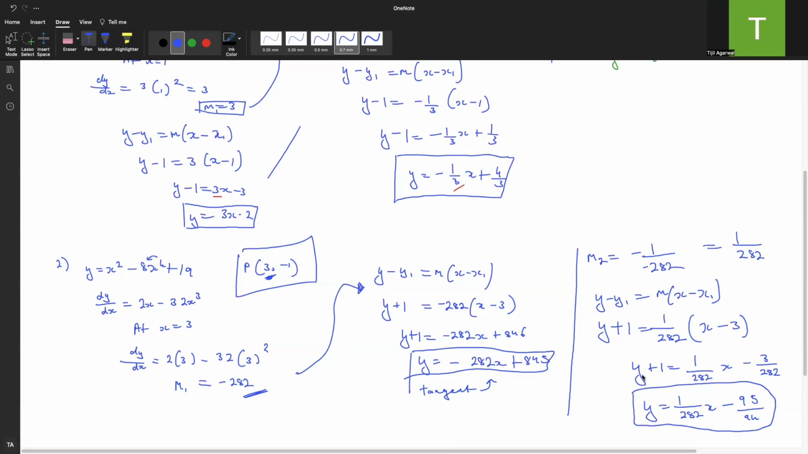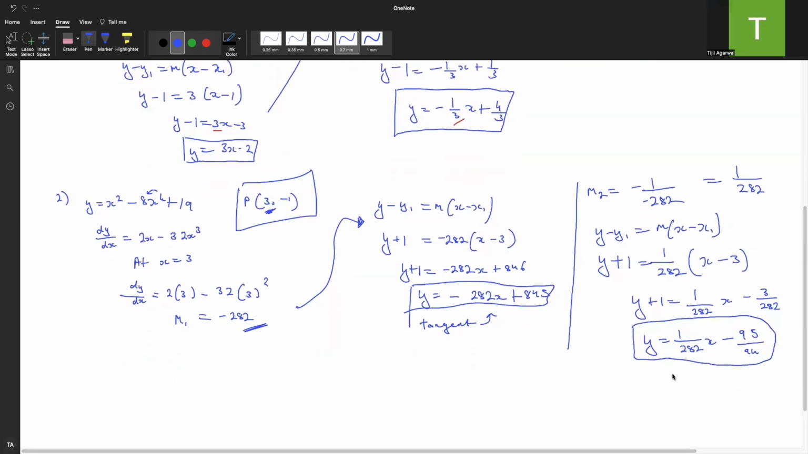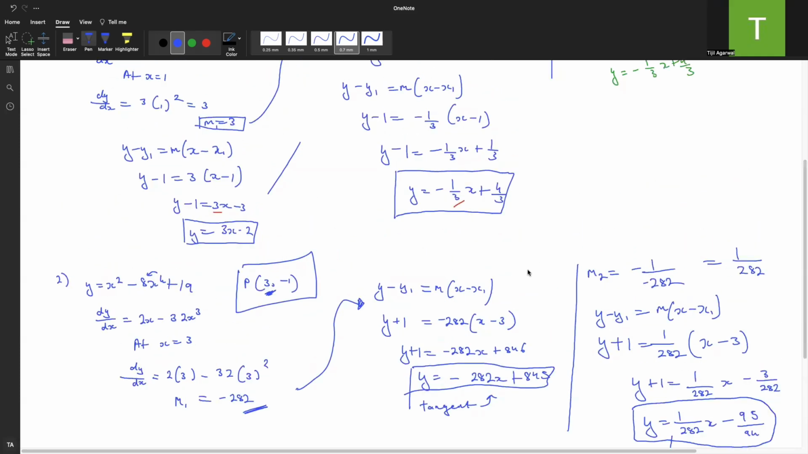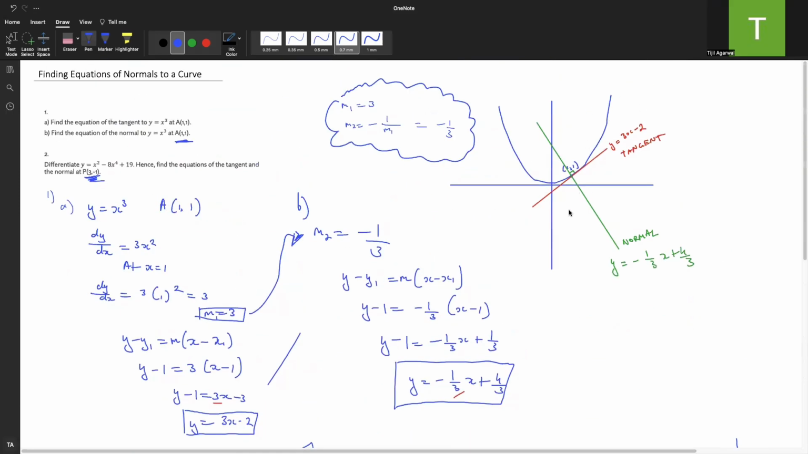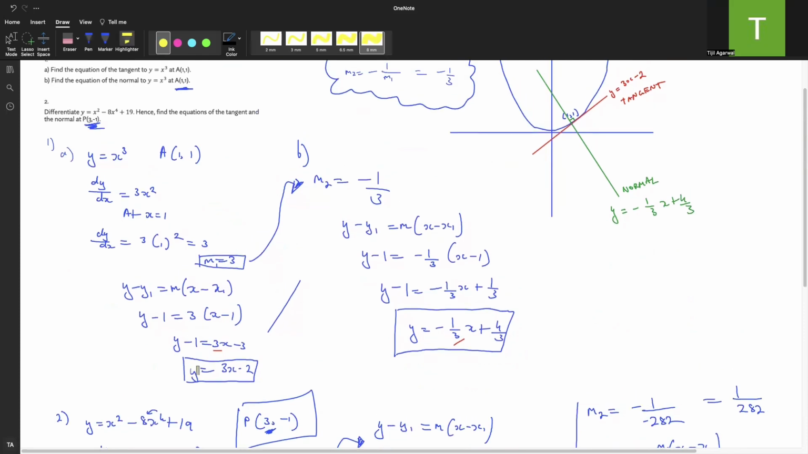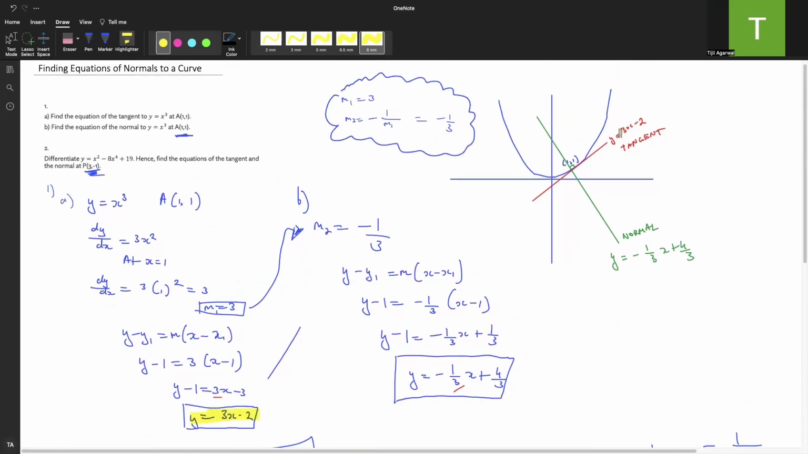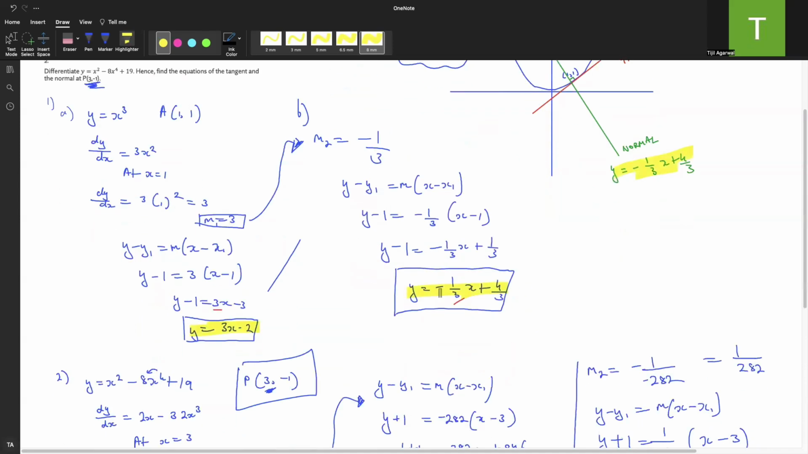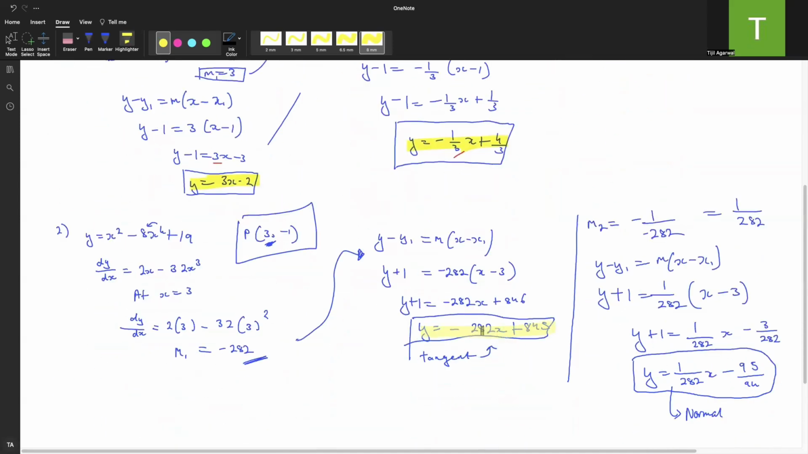I'm not going to graph this one because the numbers are a bit too messy. But if you want, you can go into Desmos and see what it means, and you're going to get a similar result to this. So we've got the tangent here, and that's the equation of the normal. Just to highlight it, that's our tangent, and this is our normal. The normal is the one that is perpendicular to the tangent. Similarly here, this is our tangent, and this is our normal.